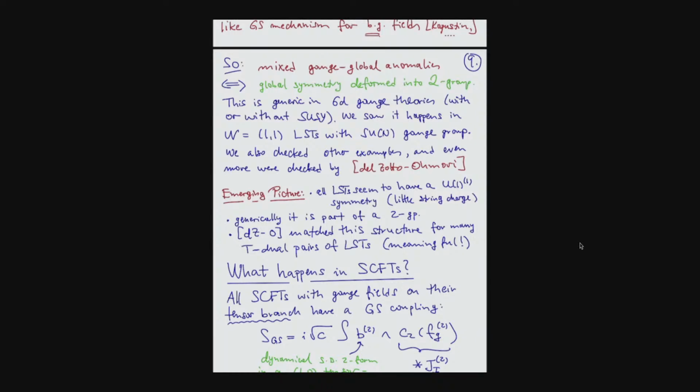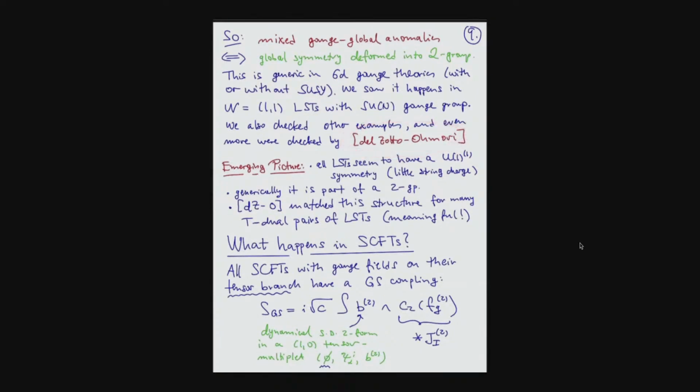Now, it's not difficult to believe that this is very generic in 6D gauge theories. 6D gauge theories are generically chiral. And we saw that this phenomenon even happens in the (1,1) little string theory, or the (1,1) maximally supersymmetric Yang-Mills theory, which is about as non-chiral as it gets. And even there you encounter this phenomenon. So we checked a whole bunch of other string theory examples and found that this phenomenon occurs. And then these authors actually went and did a systematic check of all sorts of examples that have been constructed using F-theory, and systematically checked that the vast majority of them have non-trivial two-group symmetry.